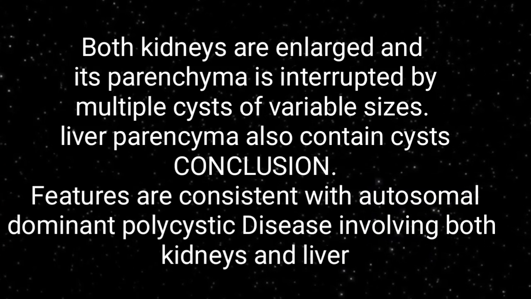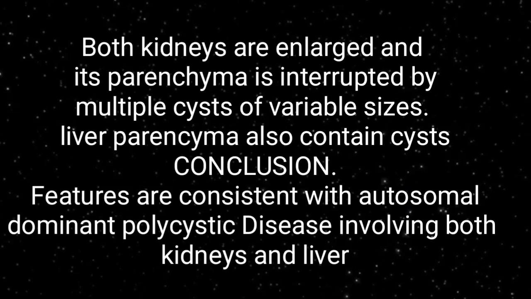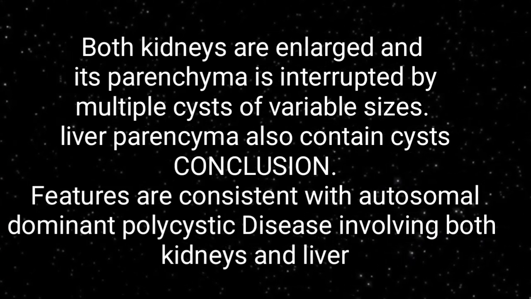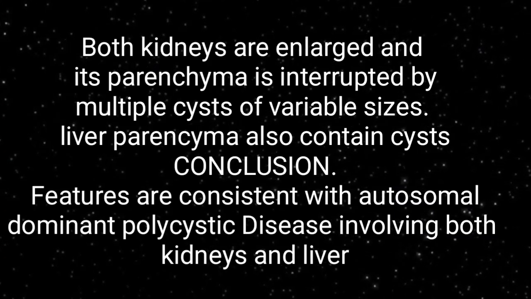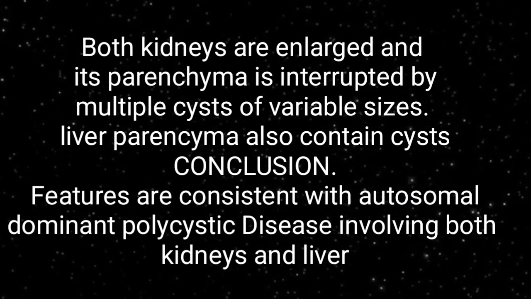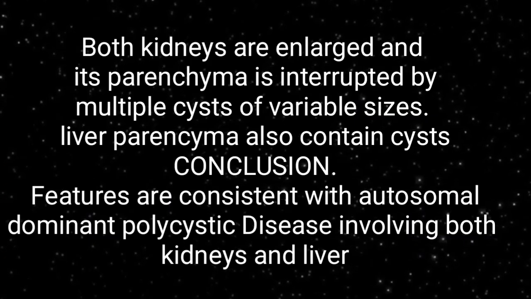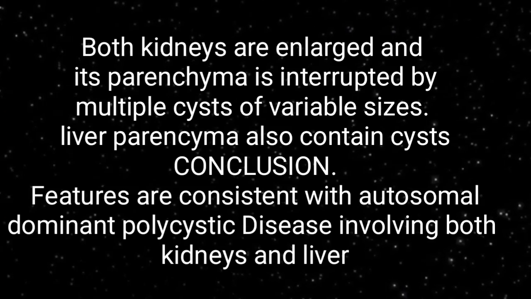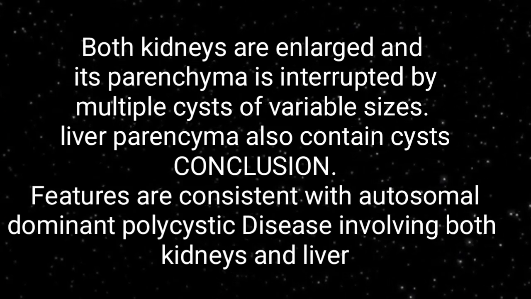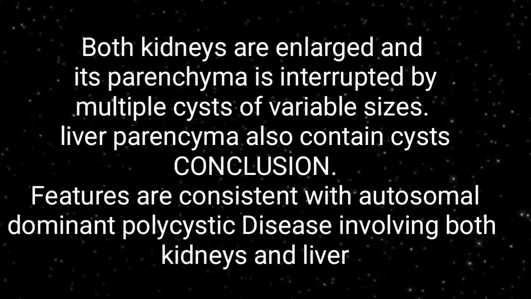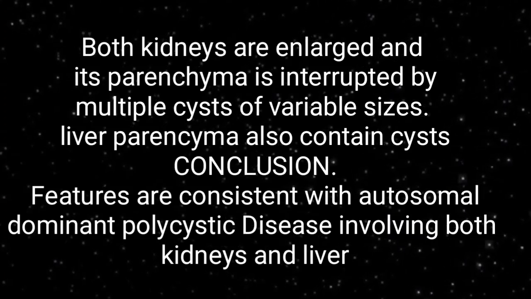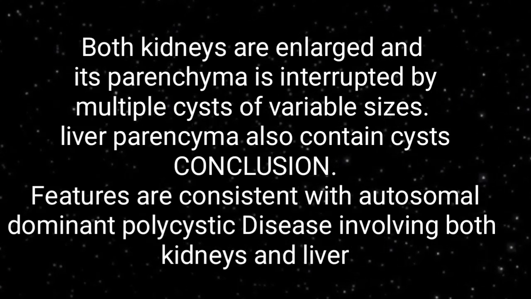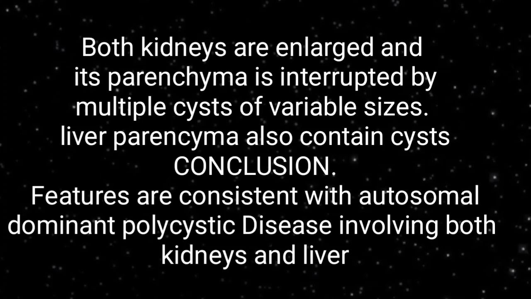You have already scanned the liver and seen the cysts on the liver, so mention that the liver parenchyma also contains multiple cysts or single cysts, whatever you have seen. Mention the size of the cysts on the report as well. In the conclusion, write down that features are consistent with autosomal dominant polycystic disease involving both kidneys and liver, because you have seen cysts within the liver parenchyma and also within the kidney. So this would be the classical example of autosomal dominant polycystic disease.